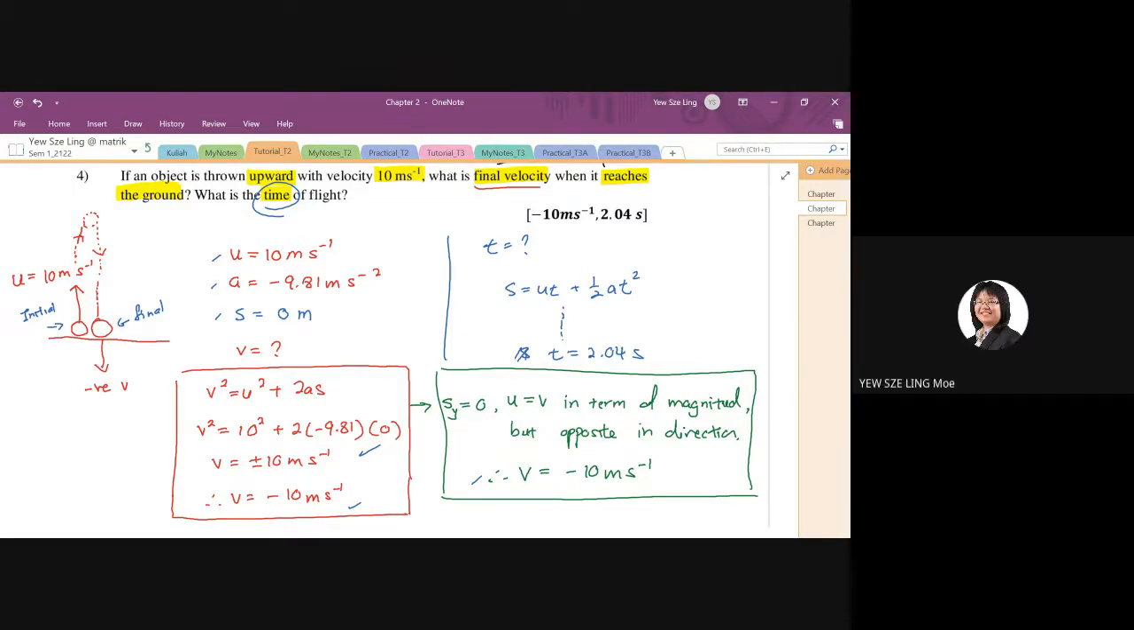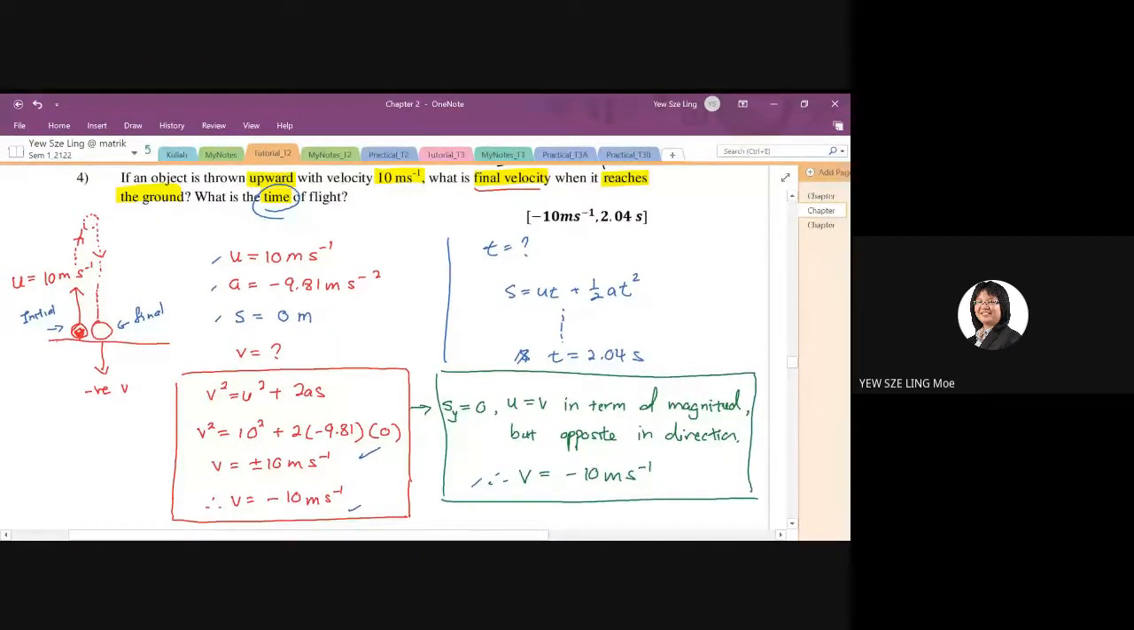Madam, why is the displacement 0 meters? Well, if you remember, what is the definition of displacement? It is the shortest distance between initial and final position. Now you throw something at this level. This is the initial position, so it starts from the ground.